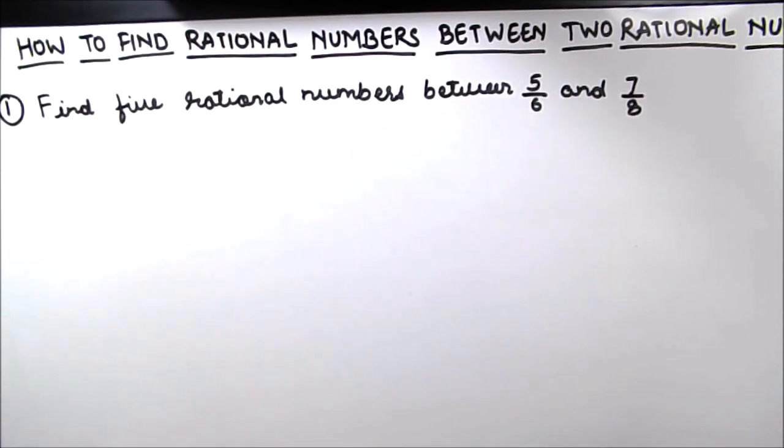Hello everyone, in this video we are going to learn how to find rational numbers between any two rational numbers. We will be solving two examples in this video. So let's start with our first example.